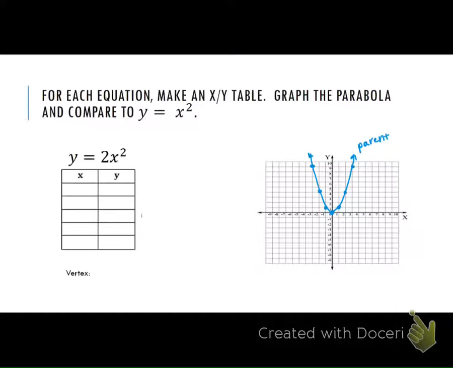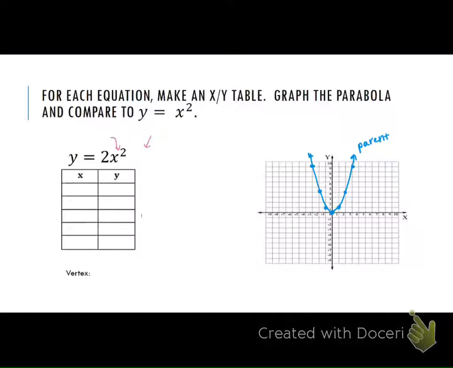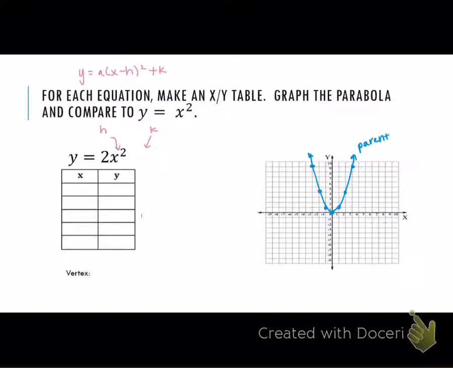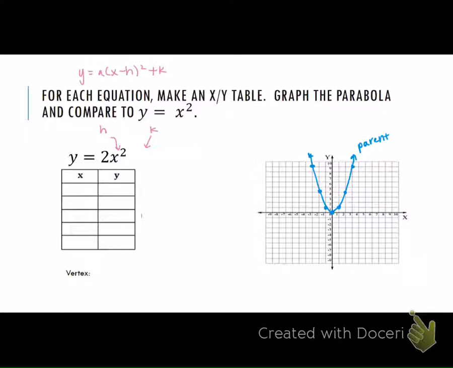Hannah, where is my vertex for y equals 2x squared? Here, where is my vertex? What is my h value? Where's my H value here? 0, and what's my K value? So our vertex is at 0, 0. There's nothing there, so we have a vertex at 0, 0.